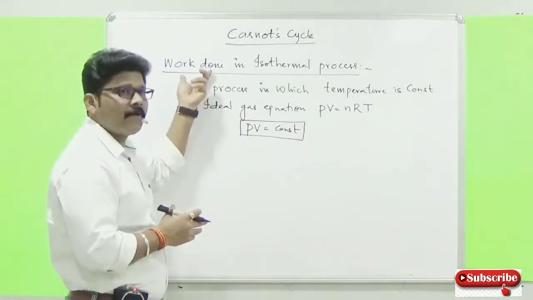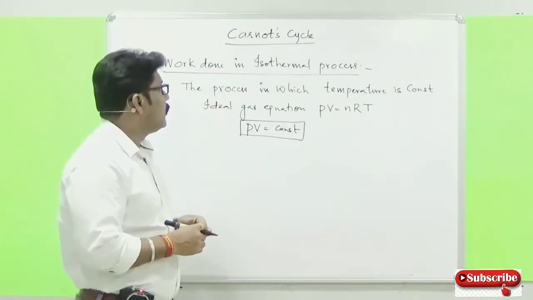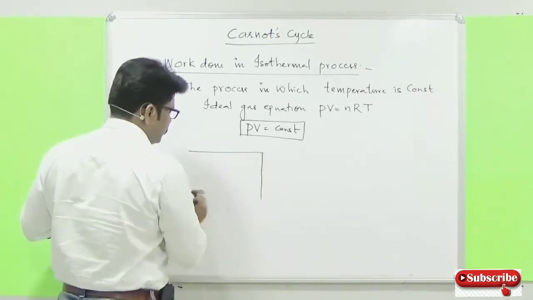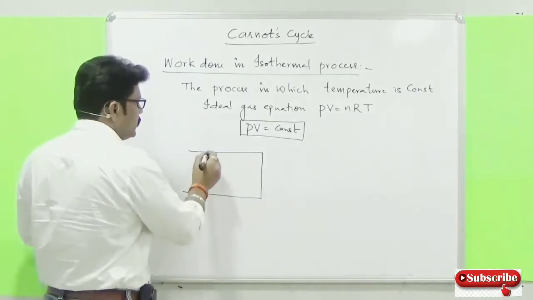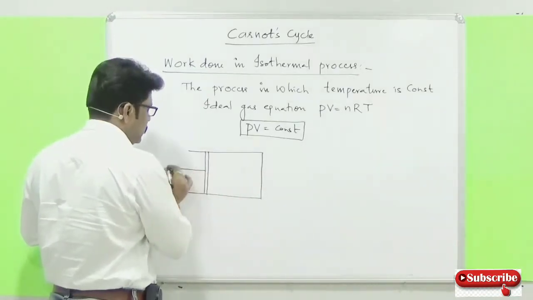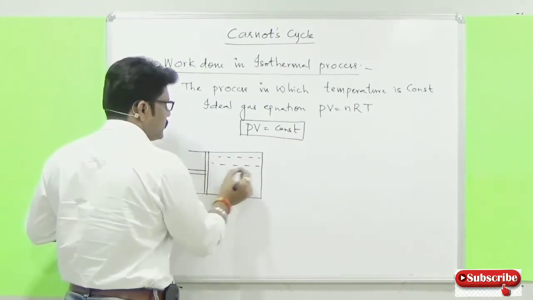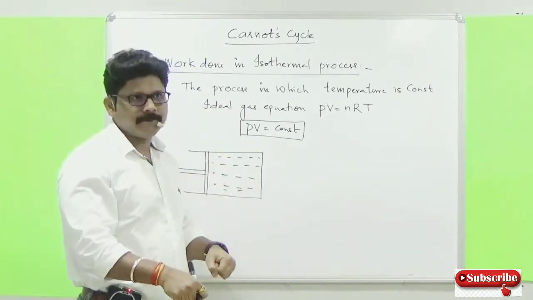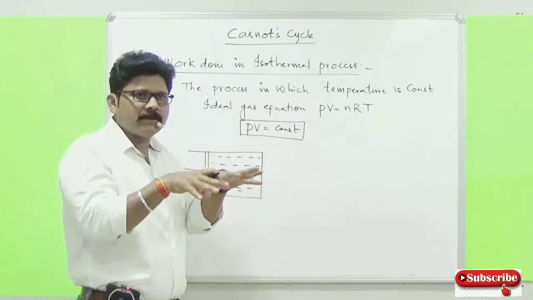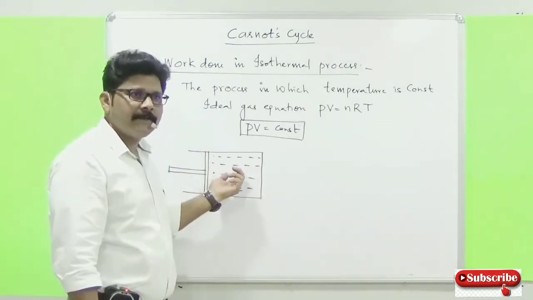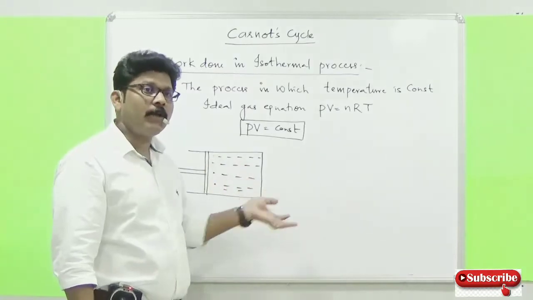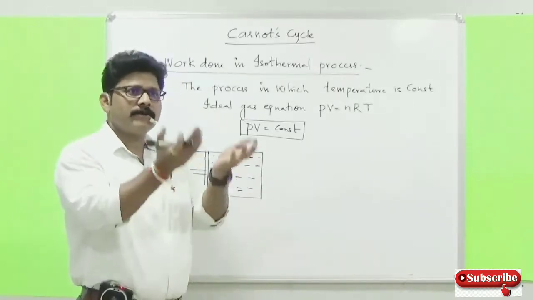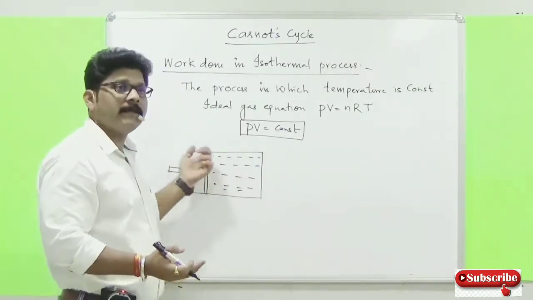Now, what we require to calculate is work done in an isothermal process. Let us take one system. This is a cylinder with a piston fitted, and the gas is inside. Now see, when the piston is pushed down, you are applying force or pressure on this gas. That means work is done on the gas. Then if you release the piston, it moves up. That means work is done by the gas.